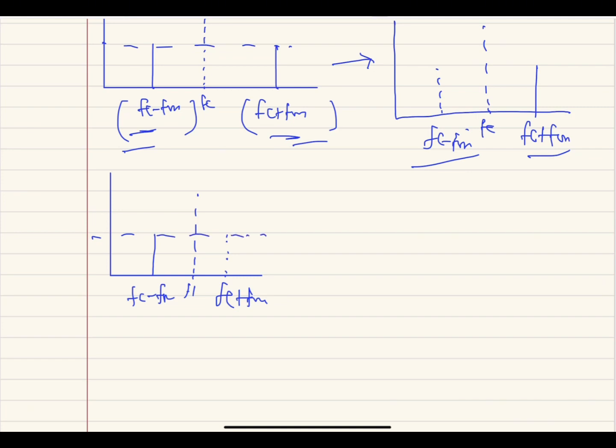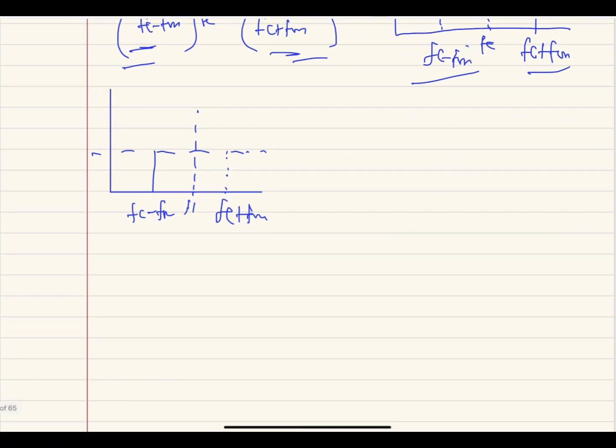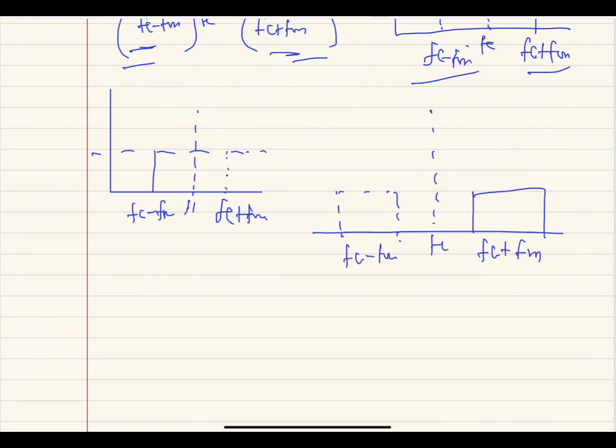At the end of the day, when you are drawing it or considering one, you can do it like this, or if you want to represent it like a rectangle, like we did earlier on, you can get something like this: FC plus FM, FC minus FM, and here's FC. Here it's USB, and here it's LSB.